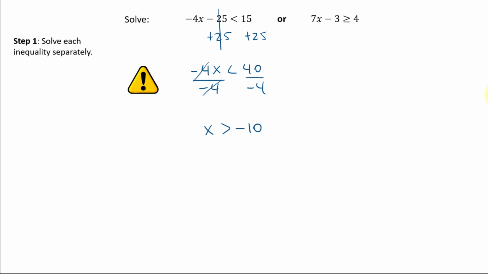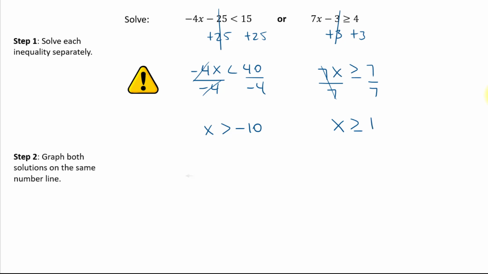Now in the second inequality, to get x by itself, I'll add 3 to each side. 7x is greater than or equal to 7. Then I'm dividing by 7 on the left and on the right. So x is greater than 1.